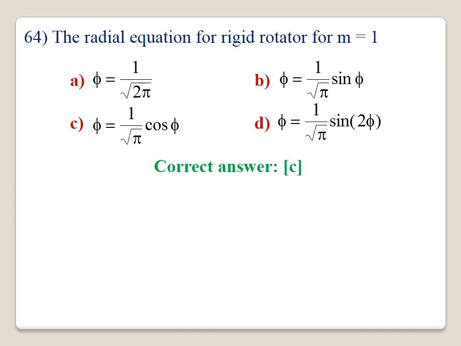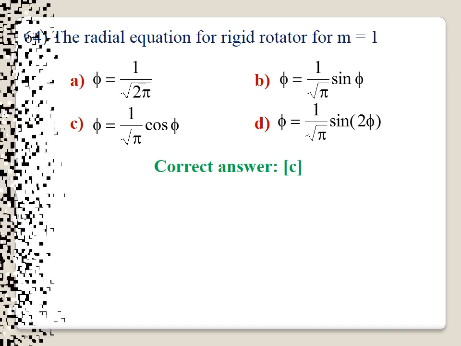64. The radial equation for rigid rotator for m equal to 1, the correct answer is C. Phi will be equal to 1 by root pi cos phi, that is the equation. By just looking, option A, option B, option D are wrong, because they have only sin theta. Here the radial equation only consists of cos theta. Therefore phi will be equal to 1 by root pi into cos phi. Option C is correct.